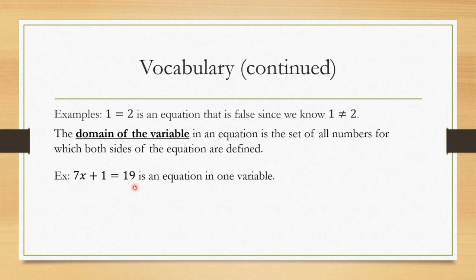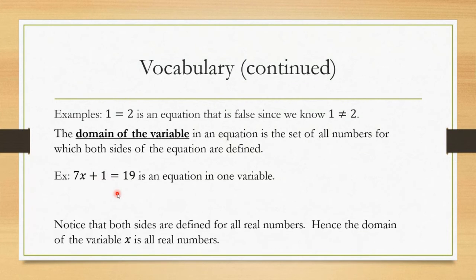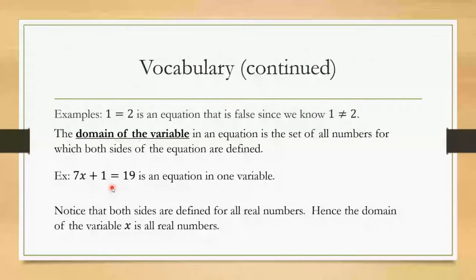Here's an example. 19, no matter what x is, 19 is defined, right? 19 is a number. 7x plus 1, well, you can replace x with any number on the planet, right? 1, 2, 0.8, negative 6 trillion, whatever number you want, 7x plus 1 will be defined. So in other words, both sides here are defined for all real numbers. Hence, the domain of the variable is all real numbers. So that's what happens here.